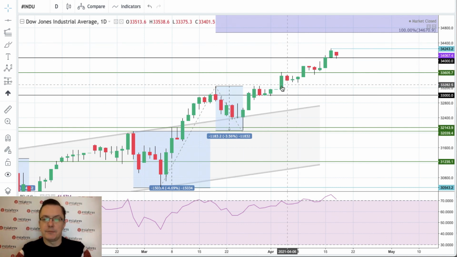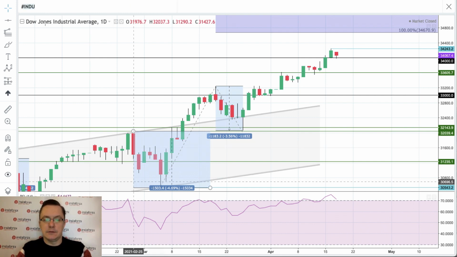So that's a clear situation. We are still going up. Occasionally we have some pullbacks. We have a pullback now. This might be a pullback before we hit 34,670, the 100% extension of the Fibonacci on the up move of the last significant move up.